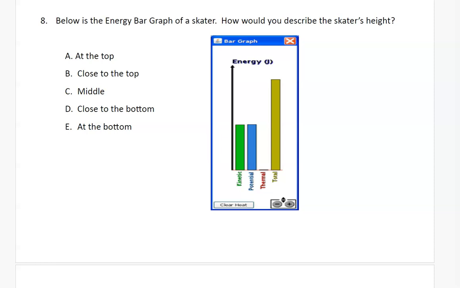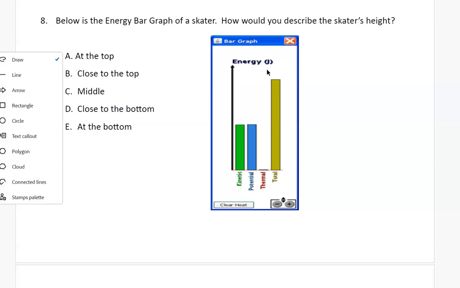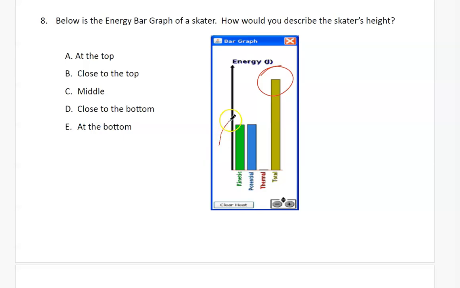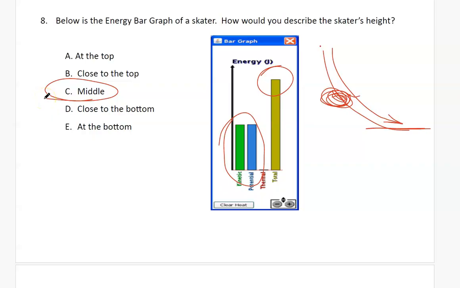Number 8, below is the energy bar graph of a skater. How would you describe the skater's height? Well, remember, gravitational potential energy is a key indicator of the height. The higher the height, the higher the gravitational potential energy. So we can see from this graph the total energy, and we see it is evenly split between kinetic and potential energy. So we know they are literally in the middle of their drop down to the bottom. So they must be at a position halfway down. So the middle is the answer.